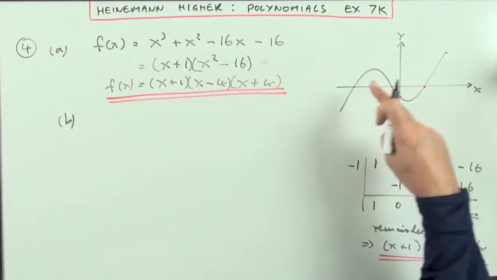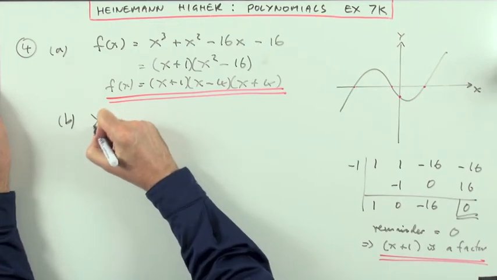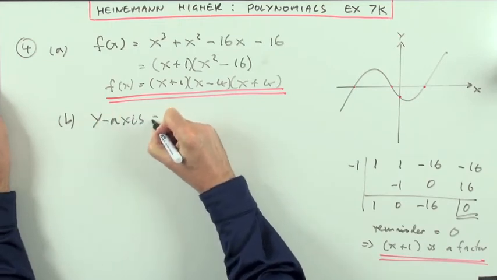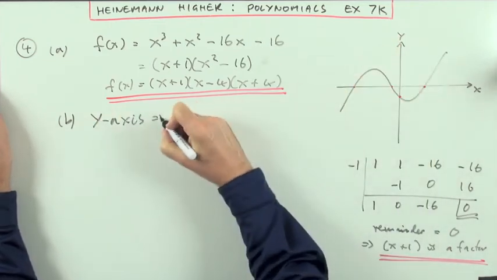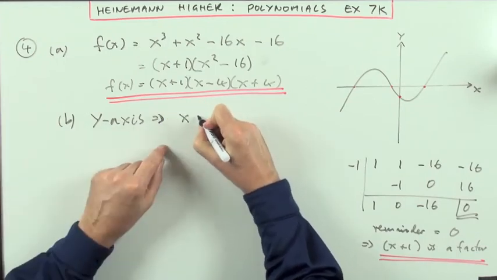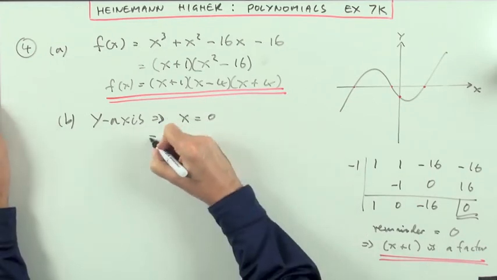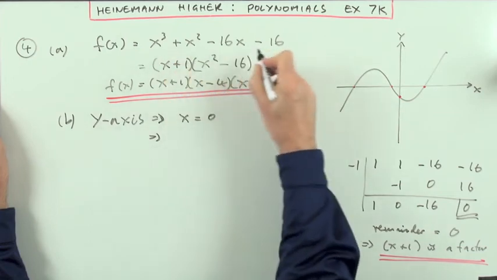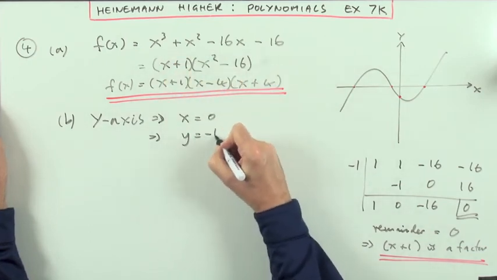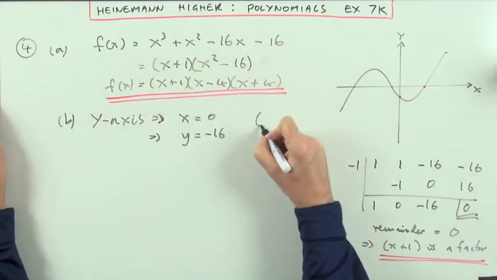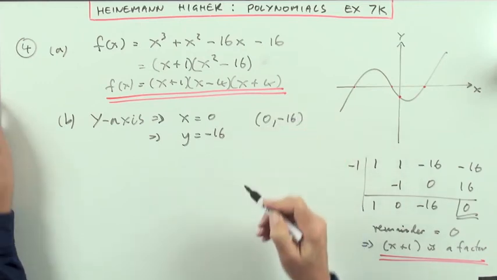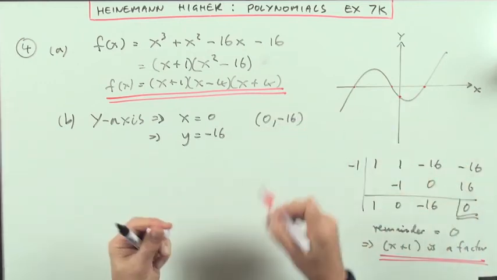Part B, find where it cuts the axis. Right, that's a standard. Well, first of all, the y-axis. If you're on the y-axis, you're above or below this origin, so x is 0, in which case this thing here should come to just negative 16, replacing all the x's with 0. So I've got the point 0, negative 16. That would be that point there.